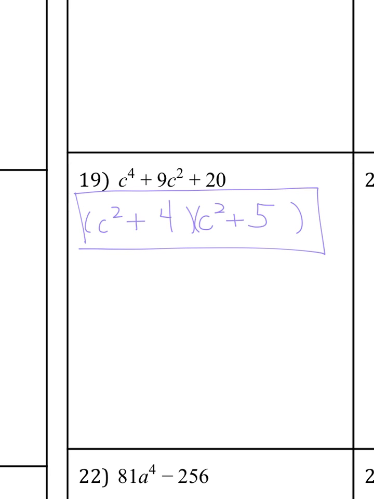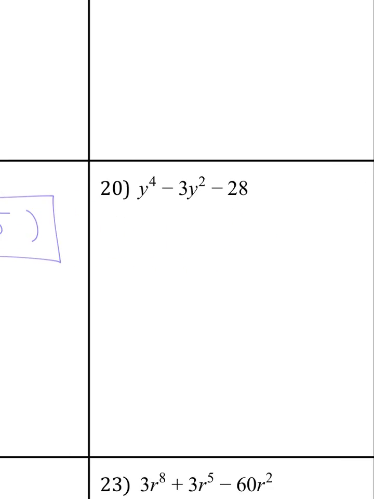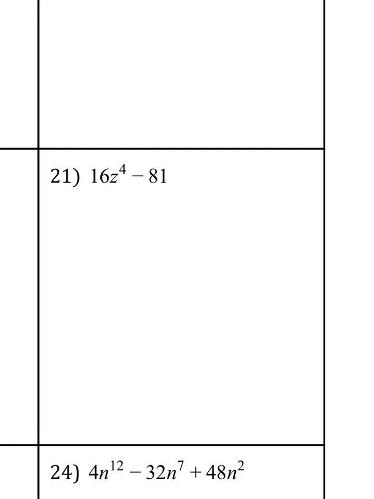Let's take a look at one last example. Number 21, 16z to the fourth minus 81. This should remind us of the difference of squares. And so again, if we square root the front and square root the back, let's start with that. The square root of 16 is 4z squared, and the square root of 81 is 9. And then you write it just with opposite signs in the center.